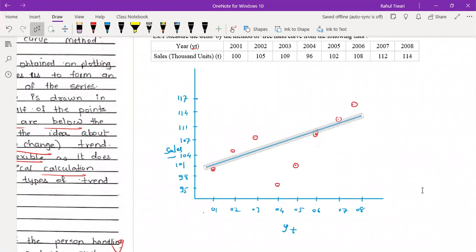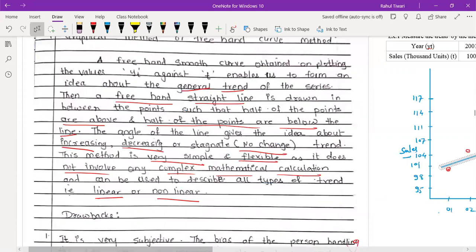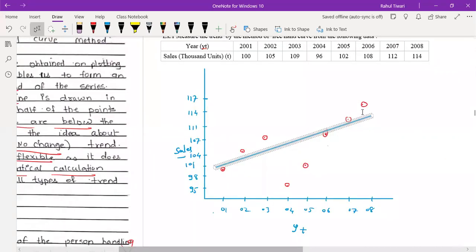Maximum. And the condition says the same thing. What does the condition say? Look at the condition. Look at here. Half of the points are above and half of the points below the line. So 1 2 3 4, 1 2 3 4. So this is one way of drawing the line.